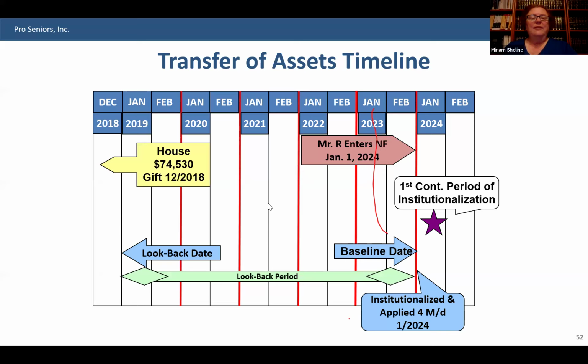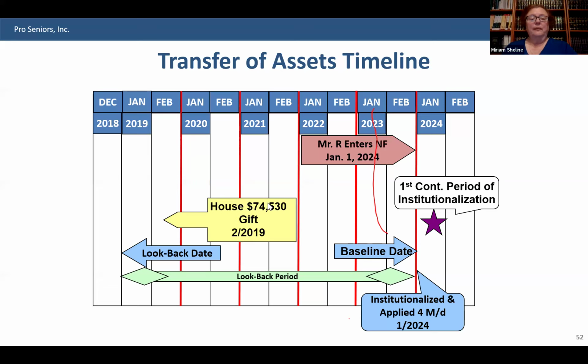What if Mr. R gave his house away in December of 2018? Let's say December 31st of 2018. What is the effect? None. No penalty is imposed because the transfer was prior to the look back date. What if he gives the house away in February of 2019? Well, now there's a 10-month penalty because it is within the look back period.